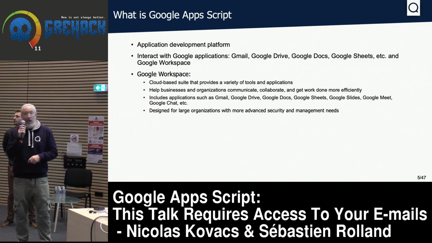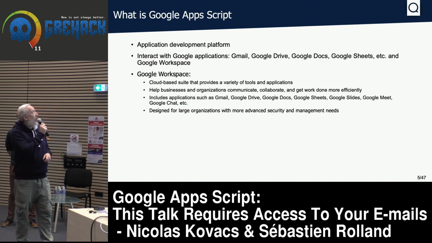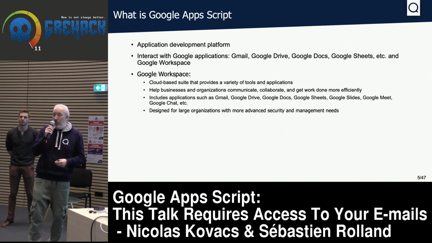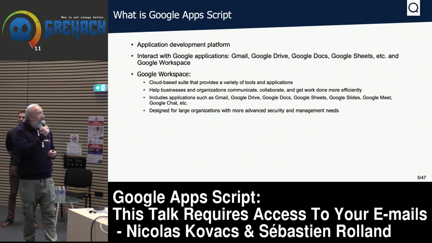So what is Google Apps Script? Google Apps Script is an application development platform that was developed by Google. When you create some script, it can interact with your Gmail environment or Google environment. For example, I think all of you have a Gmail address and use Gmail and Google Drive, for example, or this kind of stuff. And in fact, when you create a script, you can interact with these applications.